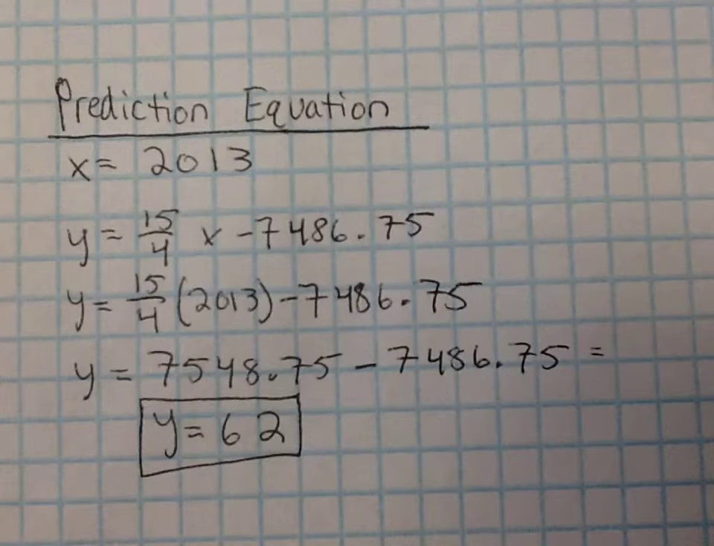For my prediction equation, I'm just going to plug in x, which is 2013, because that's the year I want to predict how many points he's going to get. So here's the original equation in slope-intercept form. And here it is with x plugged in, and after multiplying 15/4 by 2013, you get 7,548.75 minus 7,486.75, and that gets you a projected point total of 62 in 2013.